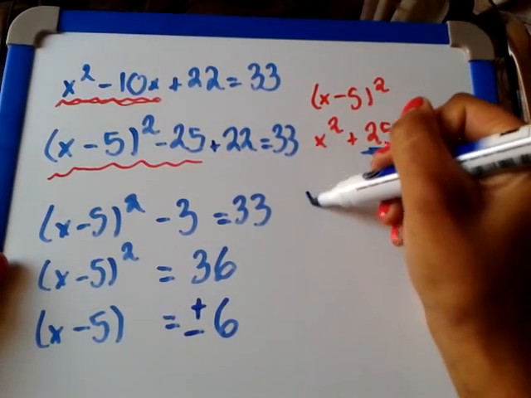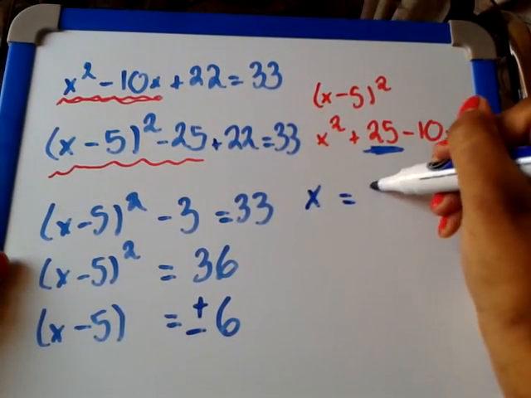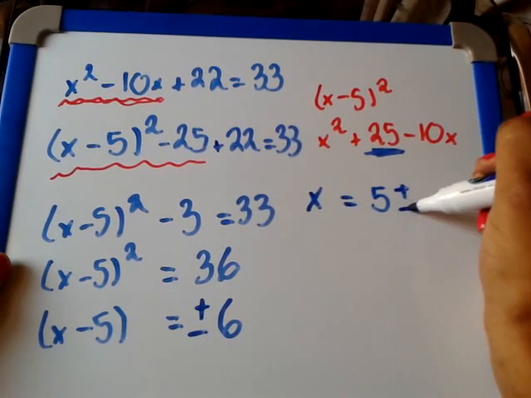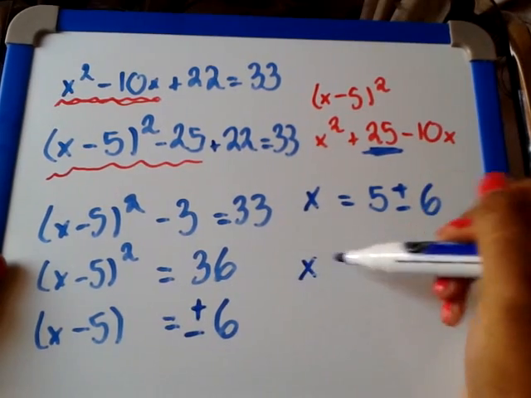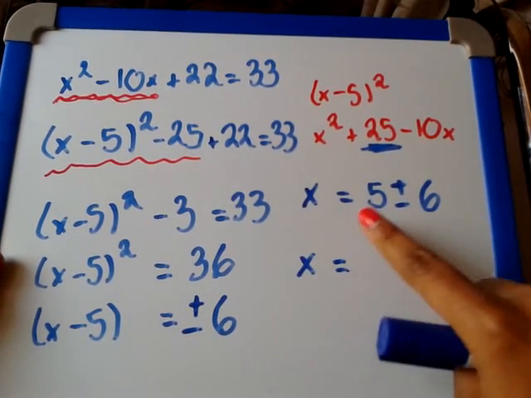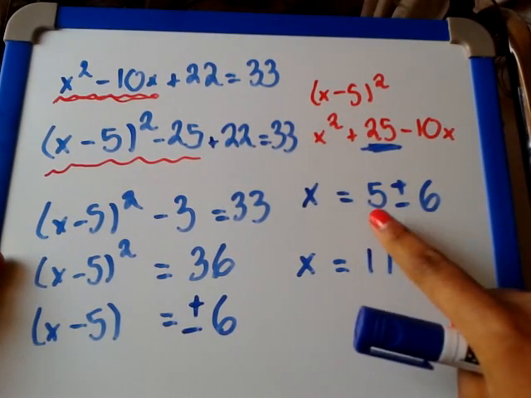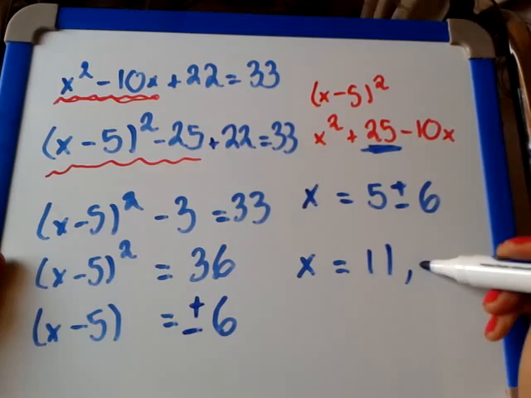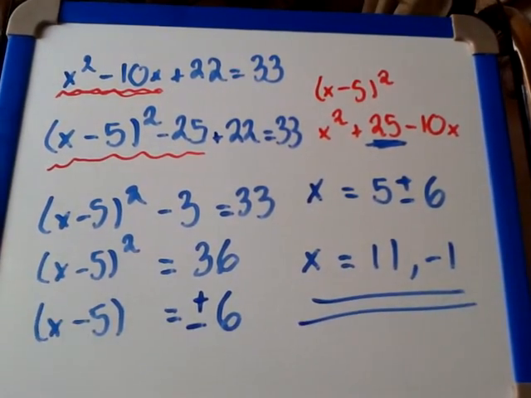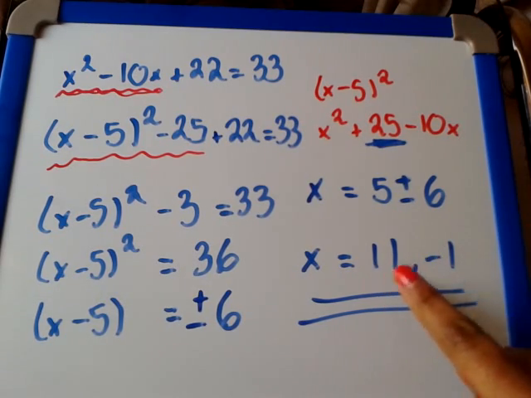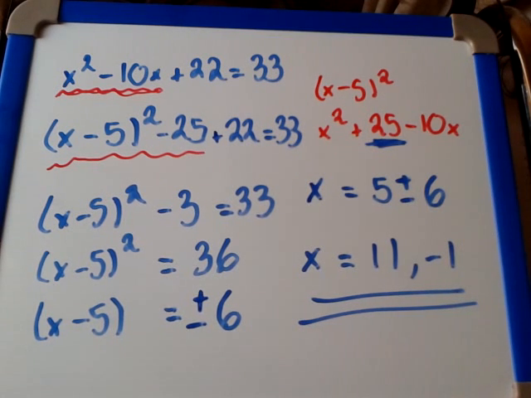Our next step is to carry the minus 5 over by adding 5 to both sides. This is going to give us 5 plus or minus 6. So our solutions are going to be x equals 5 plus 6, which is 11, or 5 minus 6, which equals minus 1. These are our two solutions. If you were to put either x equals 11 or x equals minus 1 into one of the original equations, it's going to work.